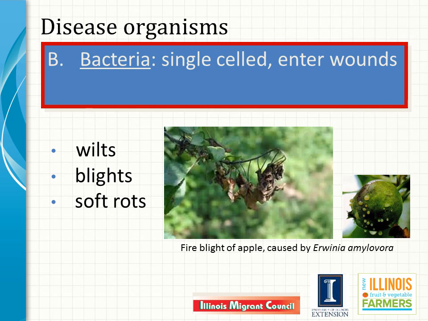Bacteria are single-celled organisms that typically infect plants by entering wounds or openings in the plant leaf or stem surface. They cause wilts, blights, and soft rots of fruits or roots. Pictured in the slide is fire blight of apple, caused by Erwinia amylovora, a bacterium.